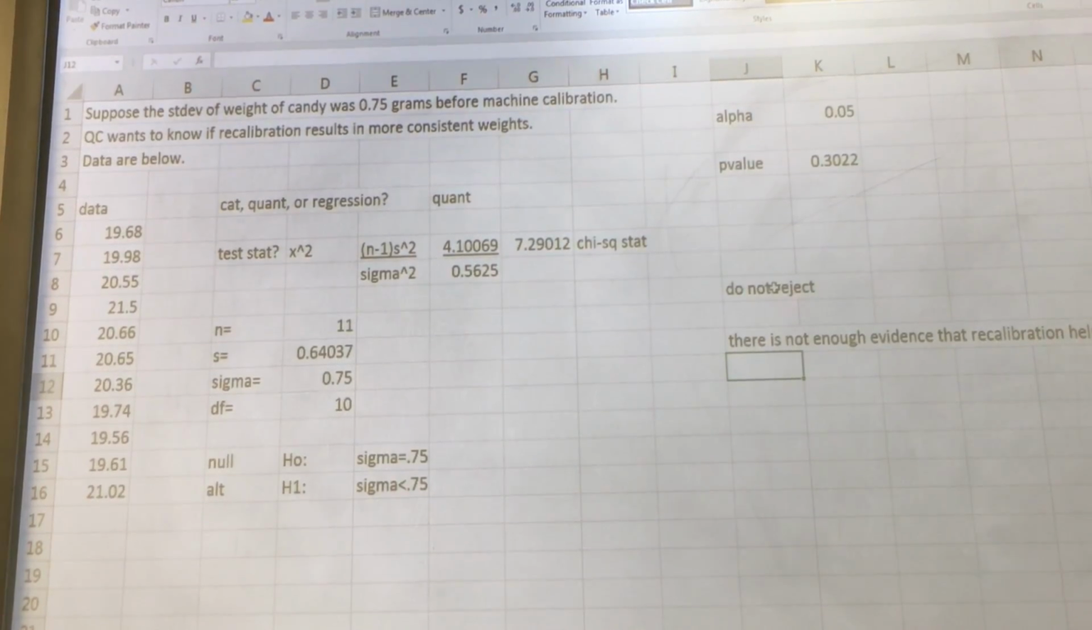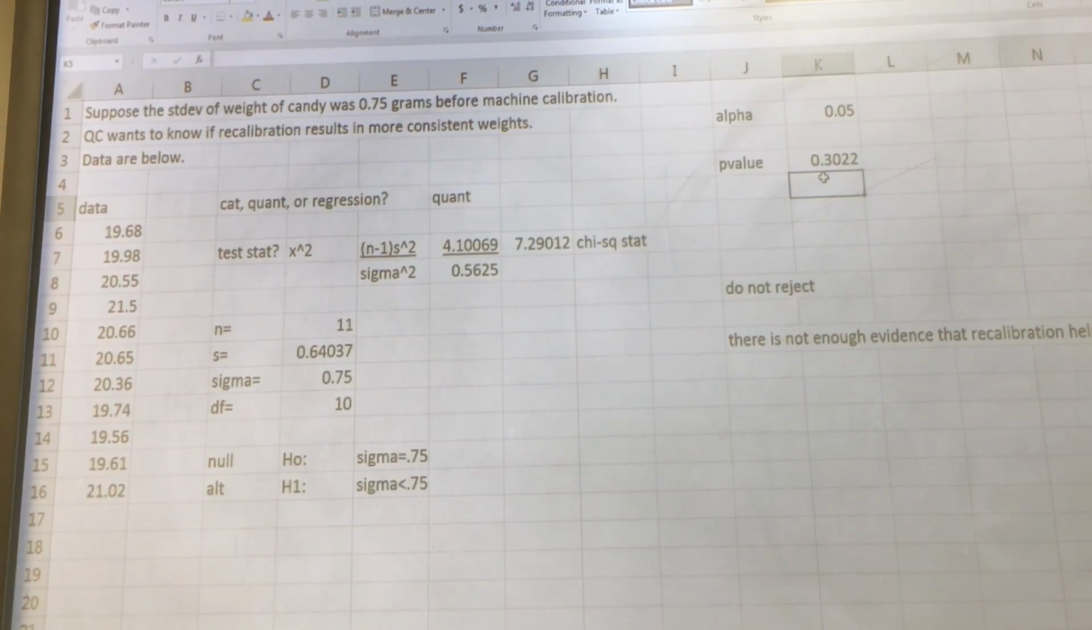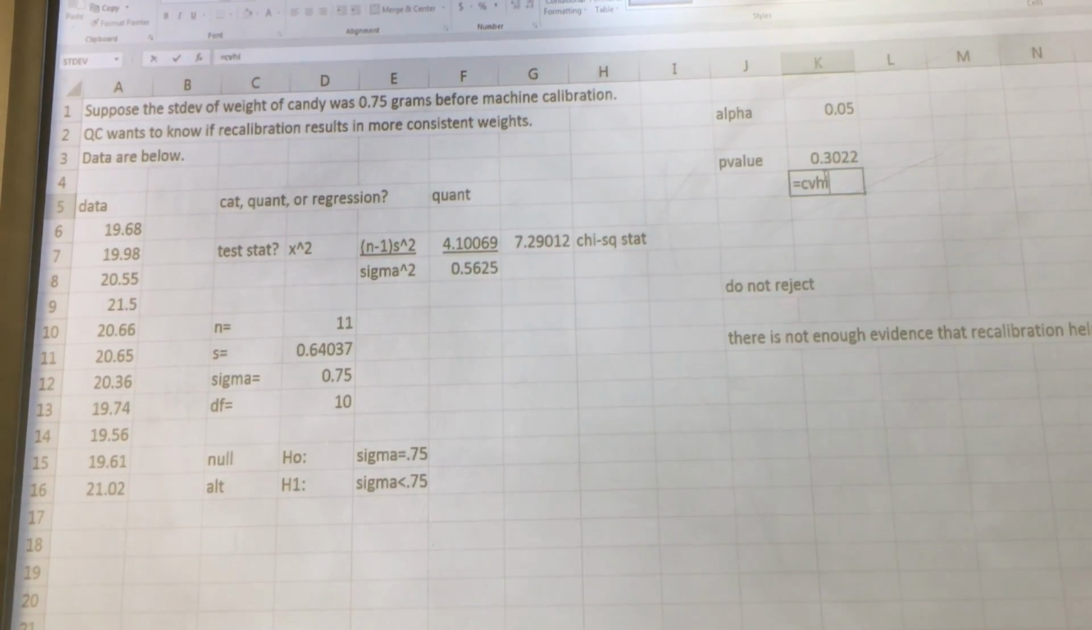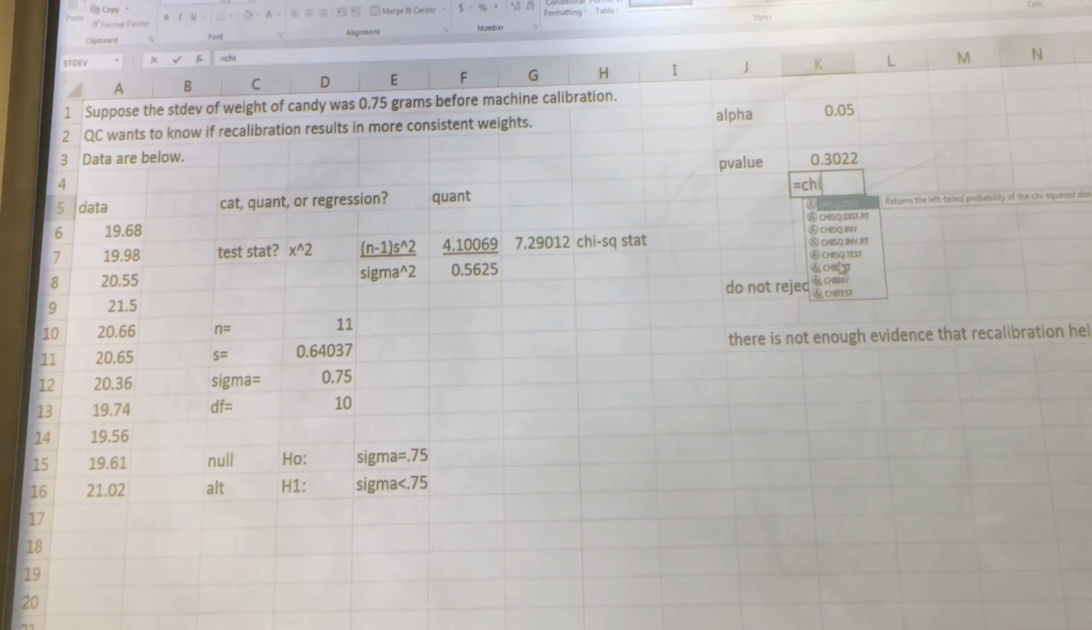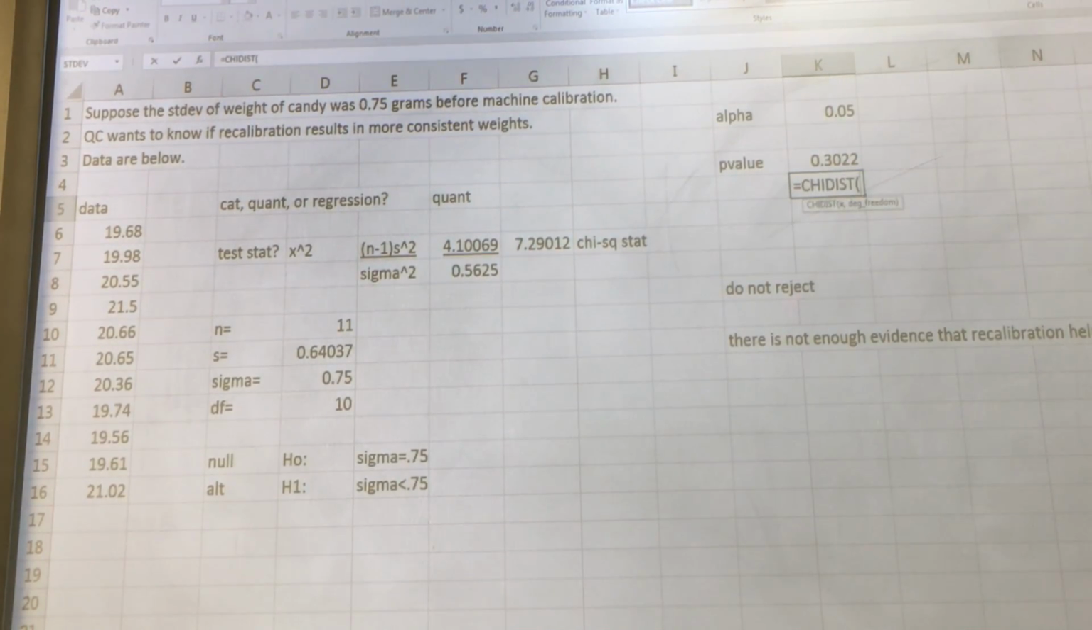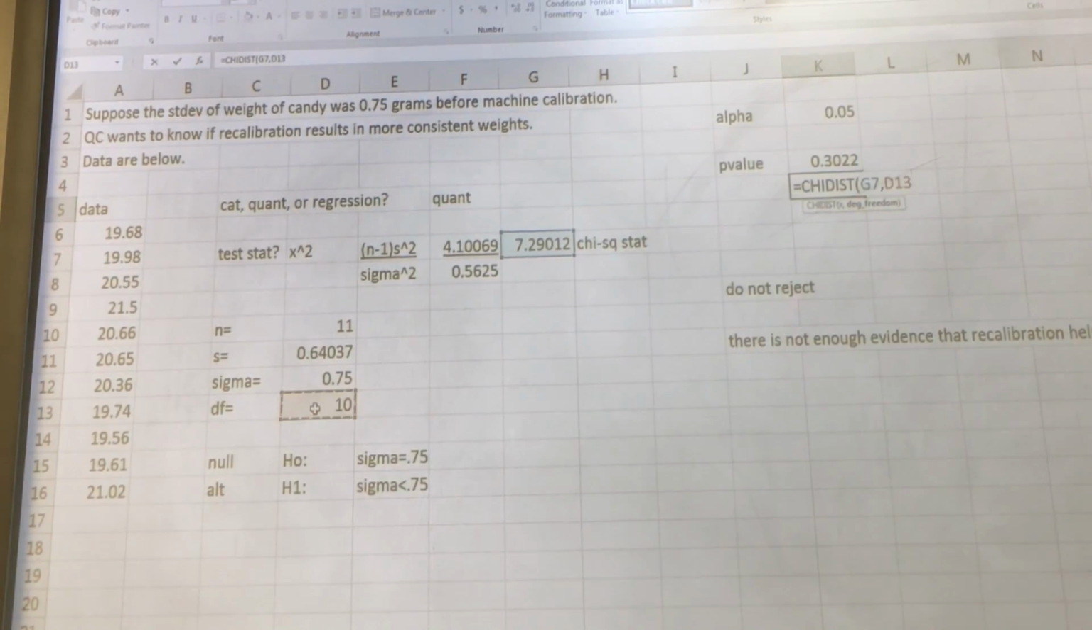Okay, so let's talk about p-values. How do we do it other ways? So there's another command here. This one has no periods. Chi-dist, with no periods. Okay? Now, what do you think we put in for x? That's going to be my 7.29. What is my degrees of freedom? Still 10.